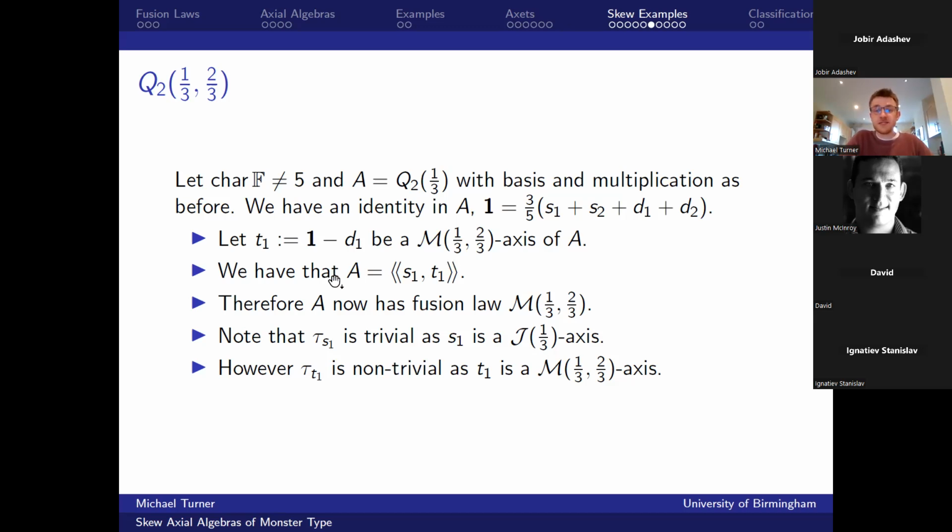One can show that this is going to be a two-generated axial algebra generated by S1 and T1, and now has a fusion law monster 1/3, 2/3. So the tau map of S1 is going to be trivial because it is a Jordan 1/3 axis, so there's no beta eigenspace of S1. However, the tau map of T1 is now non-trivial because we've now got an axis of monster 1/3, 2/3. So the beta eigenspace is the non-zero subspace.